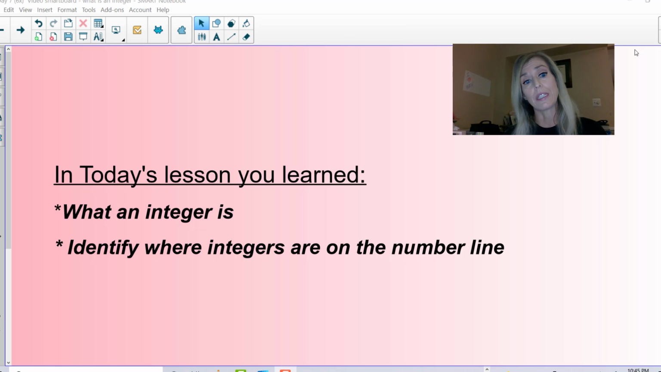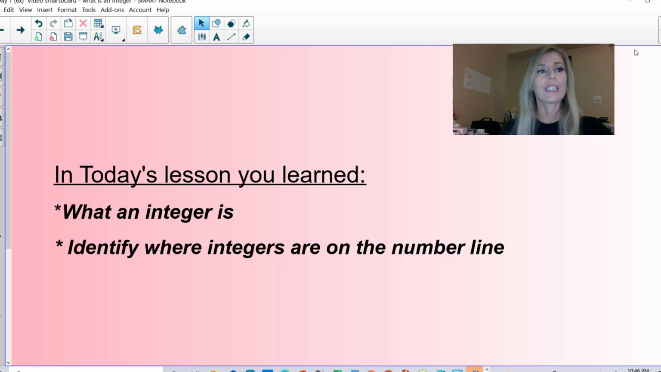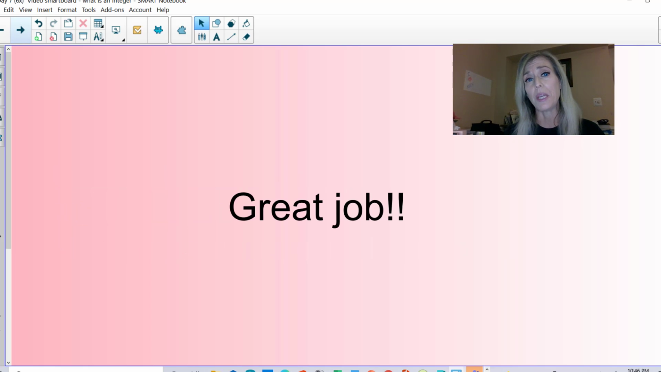So to wrap up, in today's lesson, you learned what an integer is and being able to identify where integers are on the number line, as well as some examples. So great job today.